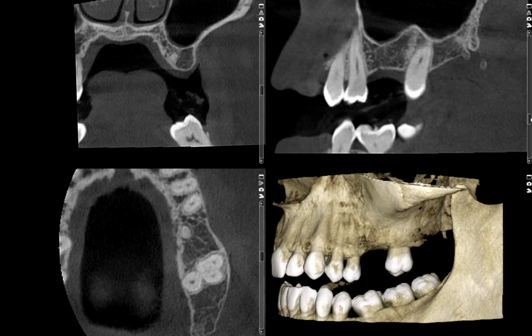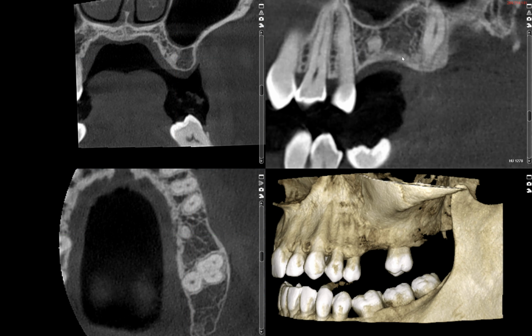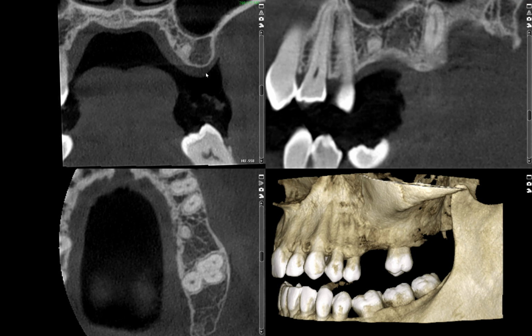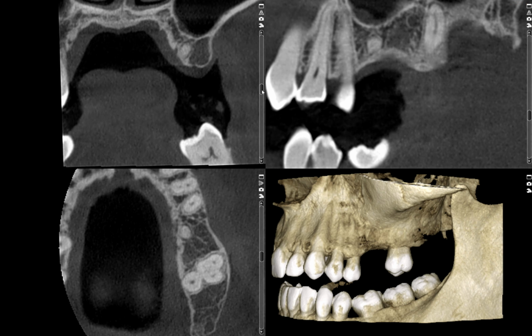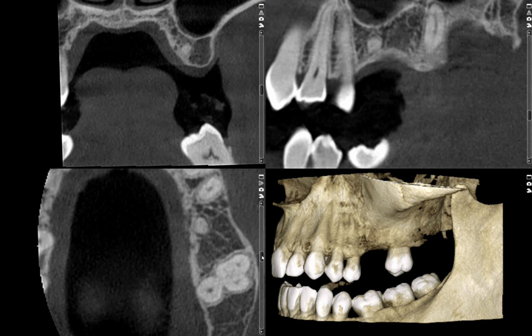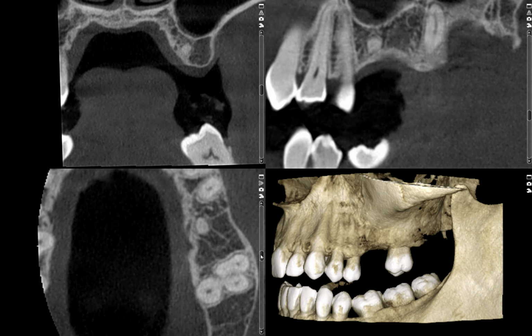Upon careful examination, we can see that there's a thin radiolucent rim all the way around this opaque entity. You can see that as well here, and it's also visualized in the axial view. So what is that?